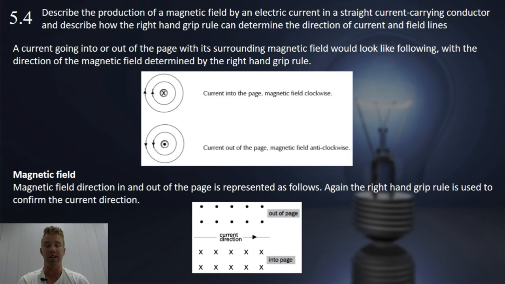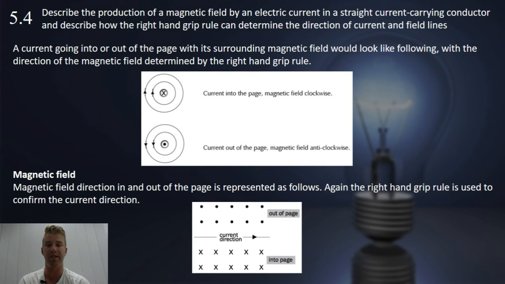So how do we then symbolize magnetic field? And this gets more difficult. Magnetic field directions in and out of the page are represented by the same symbols. So the dots are coming out of the page, and the X's are going into the page. So if you look at this diagram here, my thumb's going in that direction, my fingers are going like that. So it's going to go into the page and then back around.